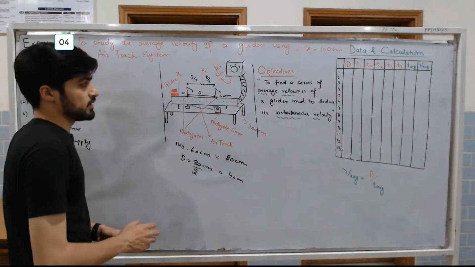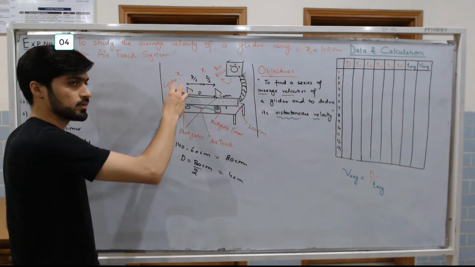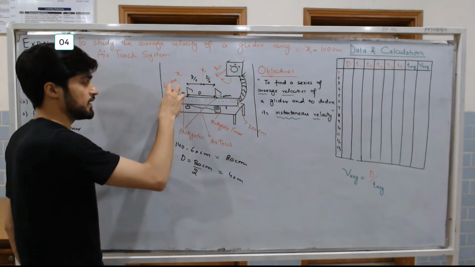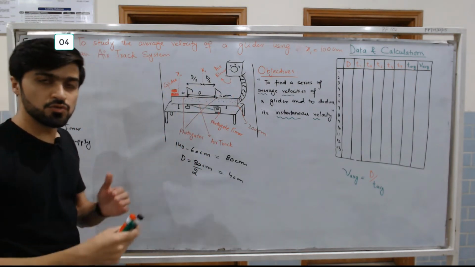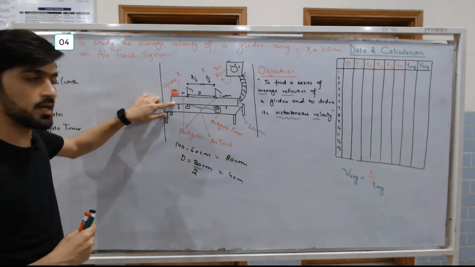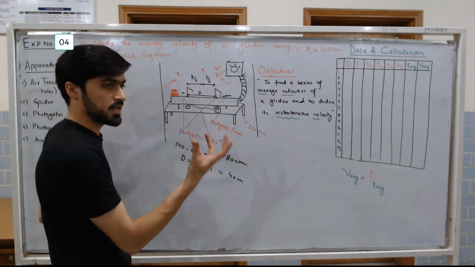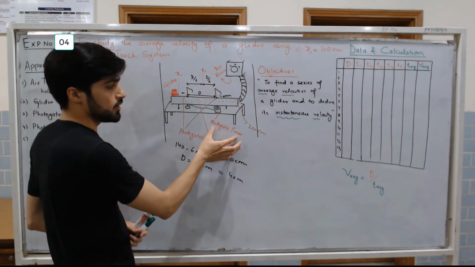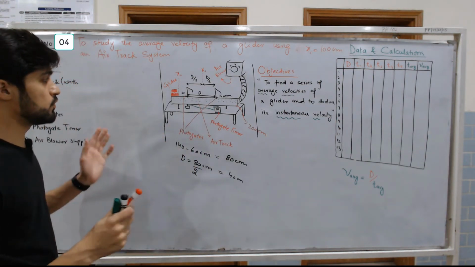Now how it works: the air blower provides air, the glider experiences that force, and as a result it starts moving due to the air, and the air is used to reduce the friction between the glider and the air track. As it moves, these two photo gates are connected with the timer, which we call the photo gate timer, and it's placed on a horizontal surface. Now this is very simple.